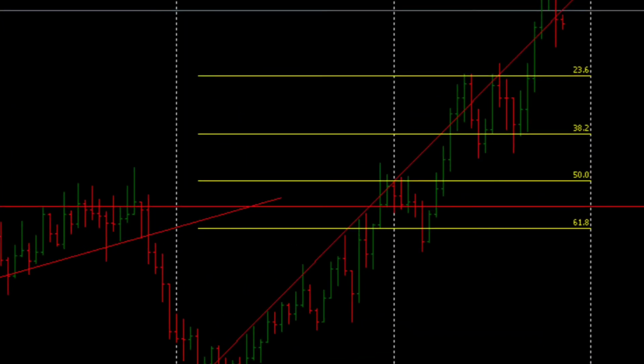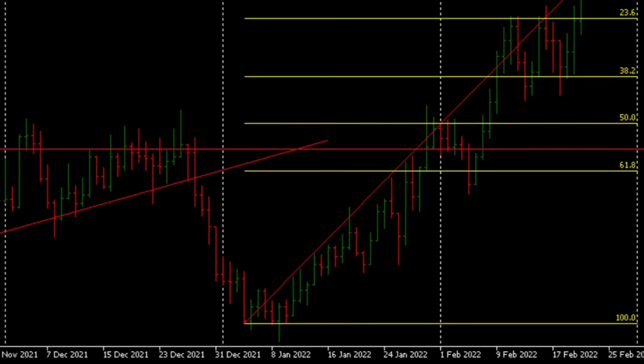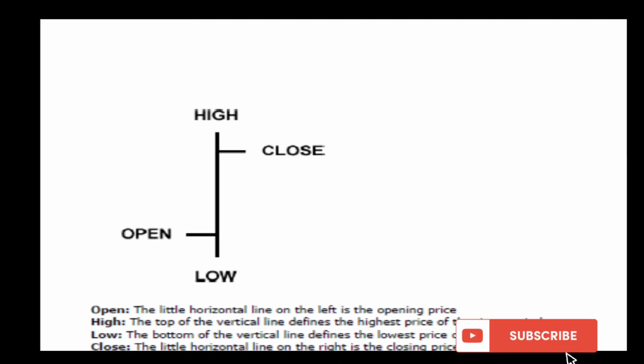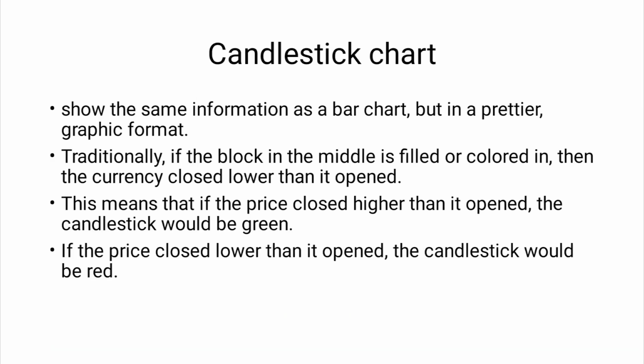If you look at these ones, you can appreciate these things. It shows the high, the low, the opening price, and then the closing price. Then there is a candlestick chart. Like I said, it is more presentable, more nice. That's why most people like the candlestick chart.